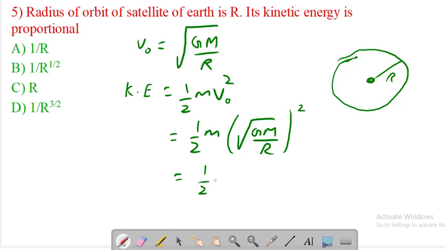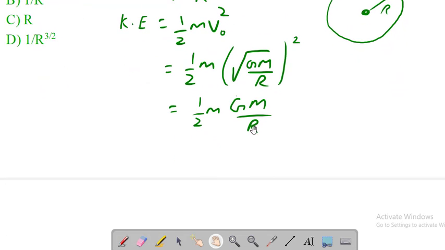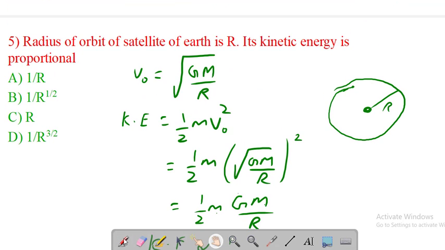So what we have is half m, where small m is the mass of the satellite and capital M is the mass of the Earth, so both are not the same. By the way, we get this, the square sign goes, upon r. So here in this case, this half is a number, m is constant, g is constant, this M is constant, so kinetic energy is proportional to 1 by r, it is inversely proportional to r. So in this case the option is A, 1 by r.